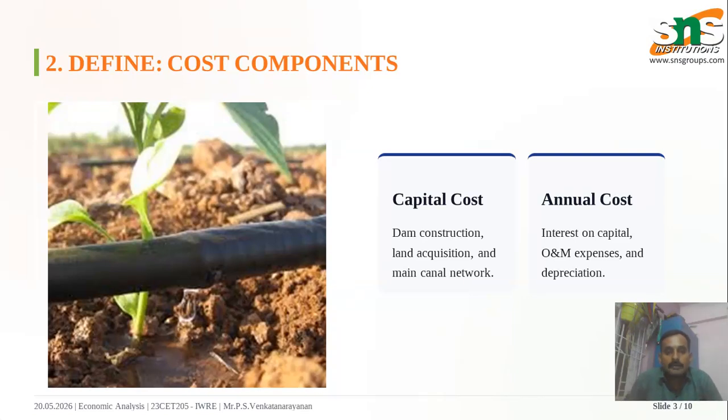The second category is annual cost, which includes interest on capital investment, operation and maintenance expenses, repair works, salaries, and depreciation of structures over time. Maintenance is extremely important because a poorly maintained system reduces efficiency and project life. Economic analysis requires accurate estimation of both initial and recurring expenses. If costs are underestimated, the project may become financially unsustainable in future. Therefore, engineers must carefully calculate all direct and indirect expenditures before approving a project.